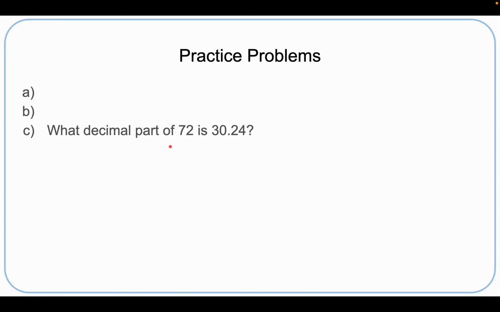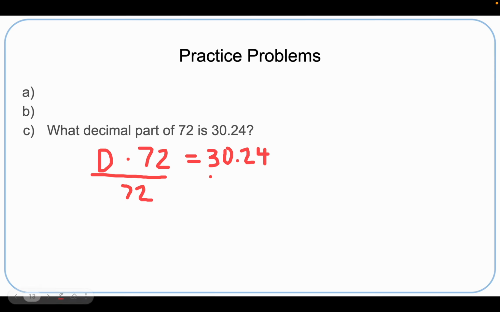And lastly, what decimal part of 72 is 30.24? So what decimal part? There's our unknown, so I'm going to keep that as a d, and then multiply by 72 equals 30.24. To solve for d, we need to divide both sides of our equation by 72. 72's cancel out on the left, and then we have d equals 0.42.